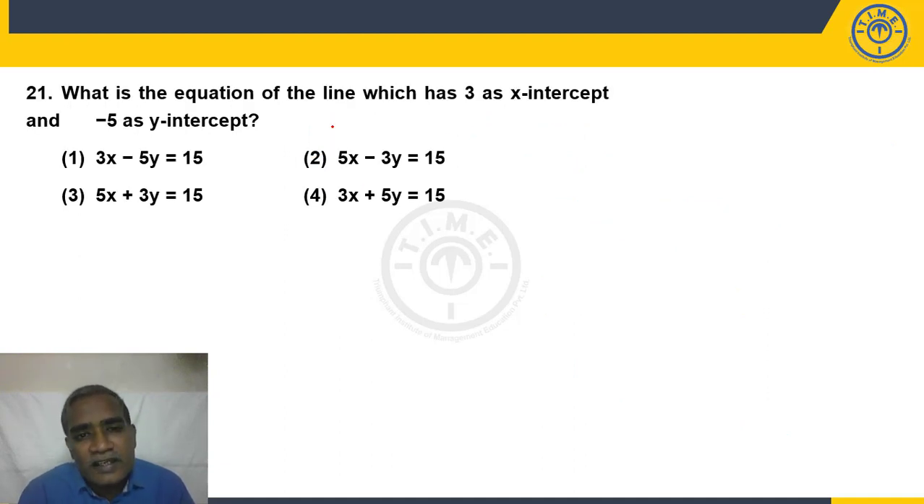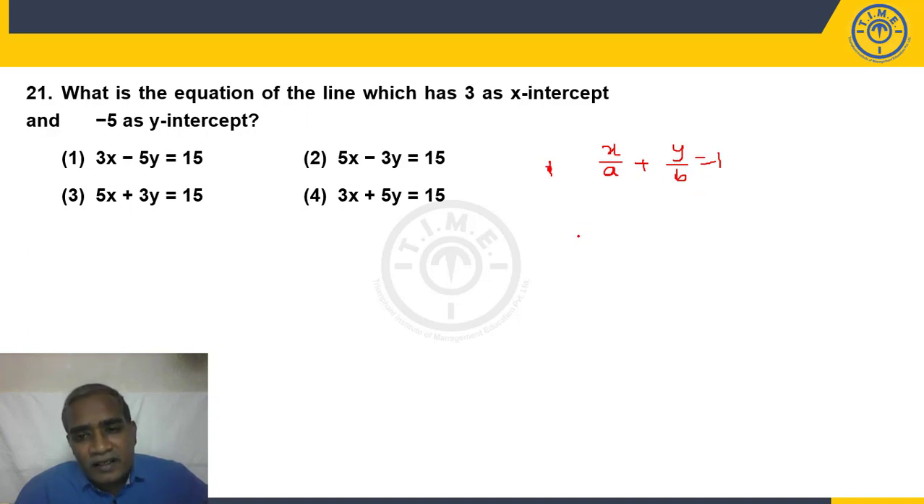What is the equation of the line which has 3 as x-intercept and -5 as y-intercept? Here one formula is there. If x-intercept is A and y-intercept is B, then the equation of the line is x by A plus y by B is equal to 1. In this, the intercept of x is A and the intercept of y is B. This is the formula.